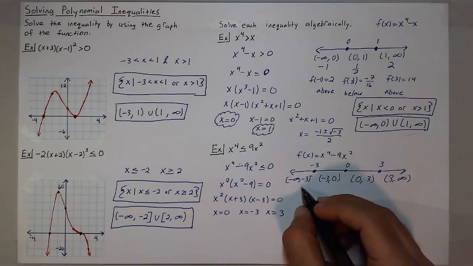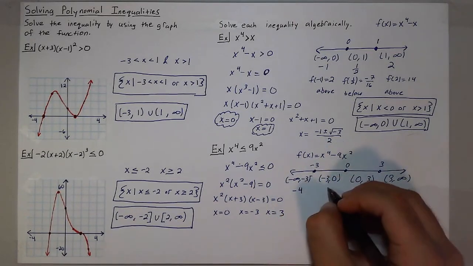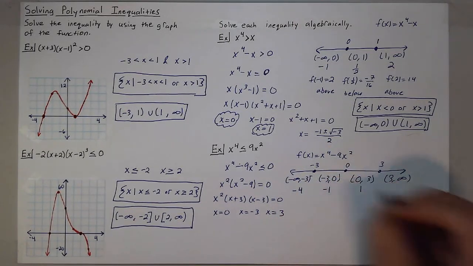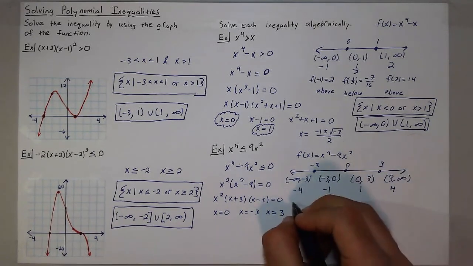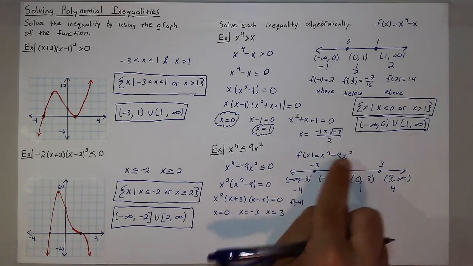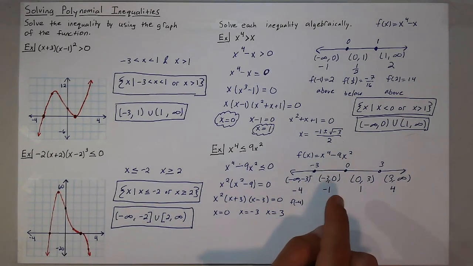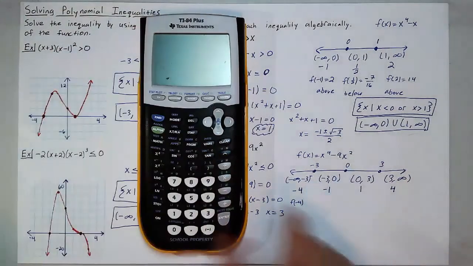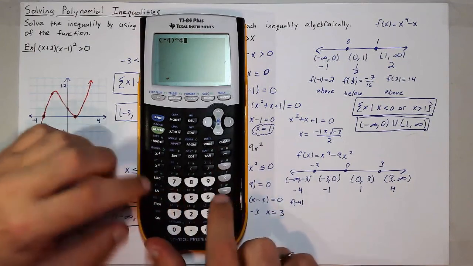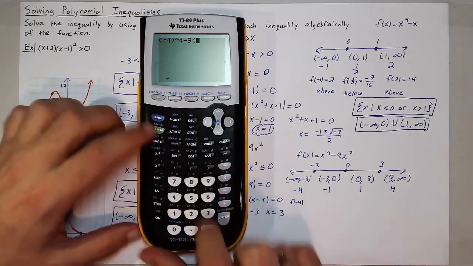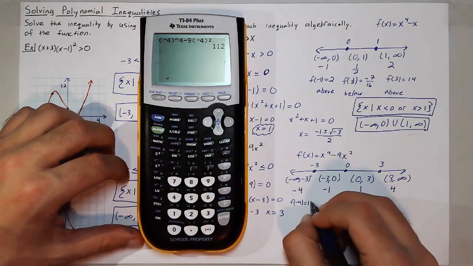Now I'll pick a number on each interval to plug in to see what the value would be. So I'll plug -4 for this interval, -1 for that interval, 1 for this interval, and 4 for the last one, because these numbers are on that particular interval. Now when I plug in -4 into my expression, -4 to the fourth power is 256 minus 9 times 16. Now those numbers are a little big, so I'll just plug it into a calculator. So -4 to the fourth power minus 9 times -4 squared gives me a positive 112.